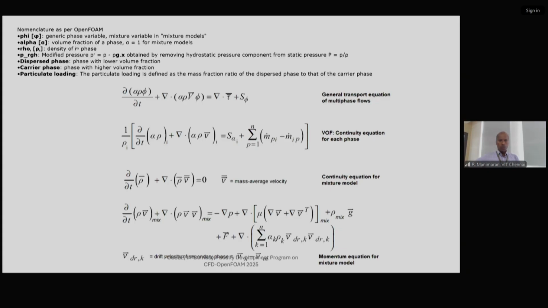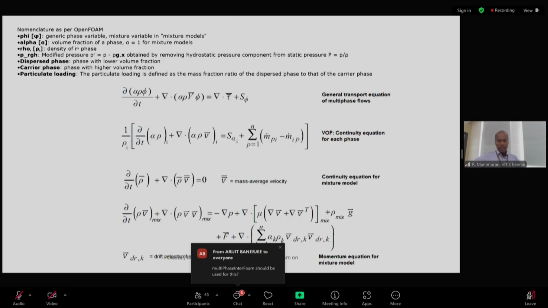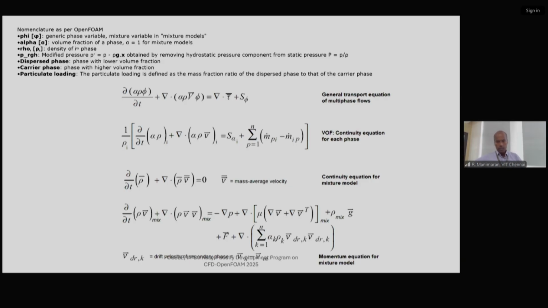Then the dispersed phase has a lower volume fraction, and the carrier phase has a higher volume fraction. Particulate loading is defined as the mass fraction ratio of the dispersed phase to that of the carrier phase. In the transport equations you can see here, the first is the unsteady or temporal term. The second one is the advective or convective term. On the right side, you have the stress term and the source term. All these equations are integrated into OpenFOAM in the C++ framework, and they are solved iteratively. Here, you can see the momentum equation.